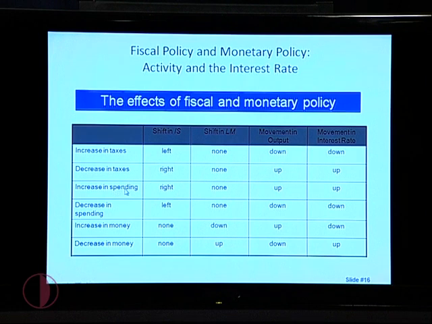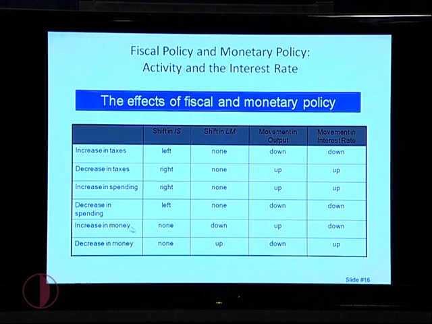Increase in government spending: shift IS to the right, LM doesn't move. Upward movement of output, upward movement in interest rate. A decrease in spending: shift the IS to the left and none to the LM curve. Downward movement in output and downward movement in interest rate.